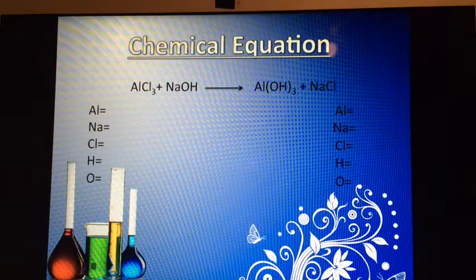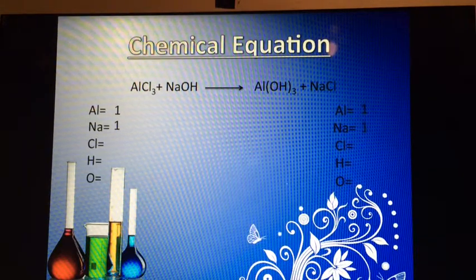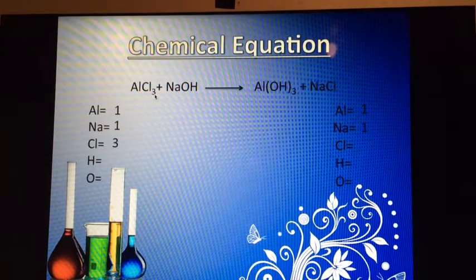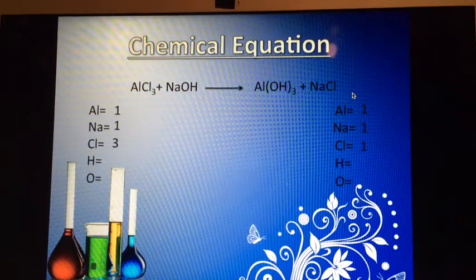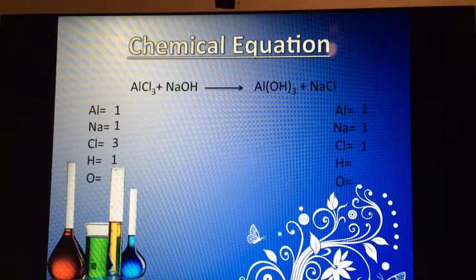So Al, we see there's no subscript listed there, so it's going to be 1, and the same on the other side. And Na looks the same situation as Al, so just 1 and 1. Now Cl, you can see there's a little 3 there, so we're going to put down a 3, and on the other side, there's nothing, so that's a 1. And on H, on this reactant side, there's just nothing, so there's a 1. And on the other side, you see the bracket, and you see the 3 outside it.